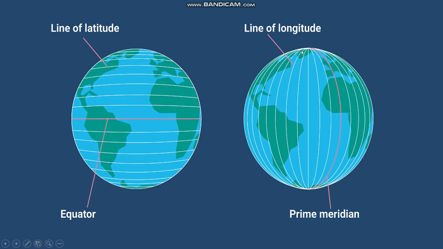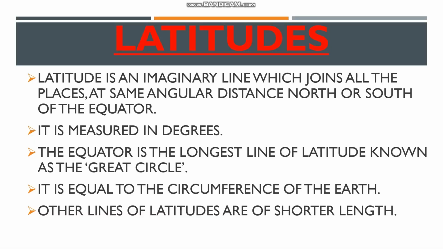And here the central line of longitude is called the prime meridian. Now let's move on to the discussion of latitudes and longitudes. The latitude is an imaginary line which joins all the places at the same angular distance north or south of the equator. It is measured in degrees. The equator is the longest line of latitude, known as the Great Circle, and it is equal to the circumference of the earth. While comparing with the equator, the other lines of latitude are shorter in length.